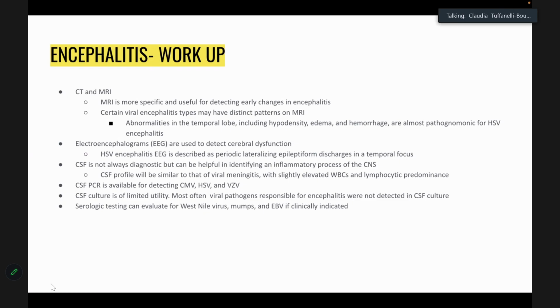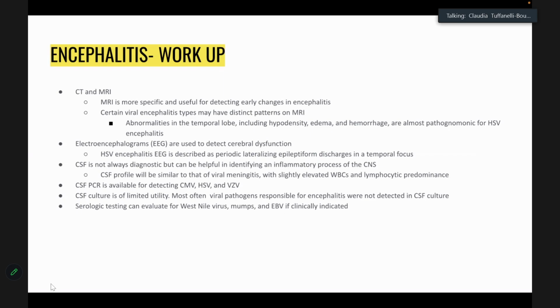There is some indication for getting a CSF, but with encephalitis, unlike meningitis, it's going to be harder to definitively get which bacteria you get, because your spinal fluid isn't always going to have the infective agent in it. So even if you get the CSF, it may come back negative, and that does not rule out encephalitis. It can rule out a concomitant meningitis, but not encephalitis.